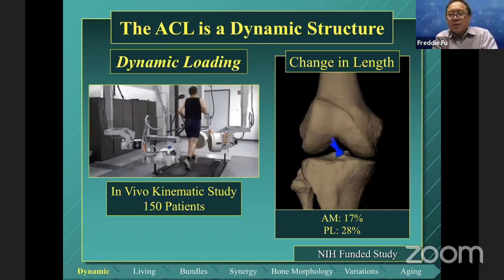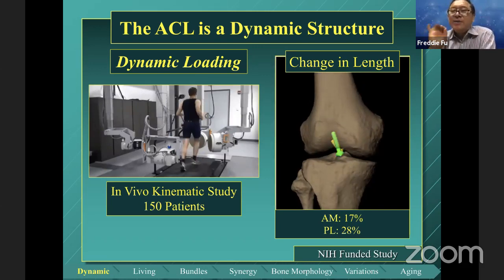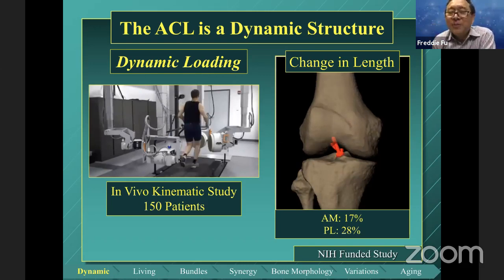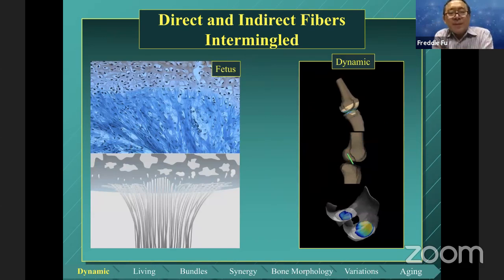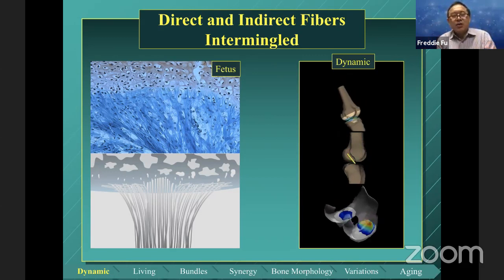It's like the heart pumping. So the concept of isometry is completely wrong. It doesn't exist, okay? Now again, people talk about direct and indirect fibers. For this 20 to 30% motion to occur, you need all the fibers to work. If you only have direct fibers, the ACL will tear very quickly. You need the indirect fibers to allow the give of 20 to 30%, to allow it to have this dynamic, elastic property.